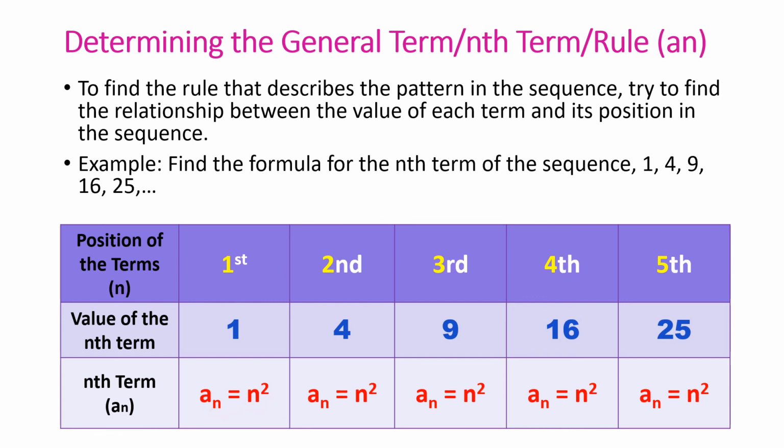So, itry natin ulit. For the second term, yung n natin ay 2. So, 2 squared, that is equal to 4. Sa third term, yung position natin na n ay 3. So, 3 squared, 3 times 3, that is 9. Yung fourth term, ang n natin ay 4. So, 4 squared, that is 16. At sa fifth term, ang position mo ay 5. So, ang n mo ay 5. 5 times 5, that is 25.